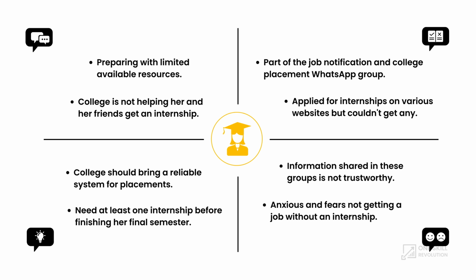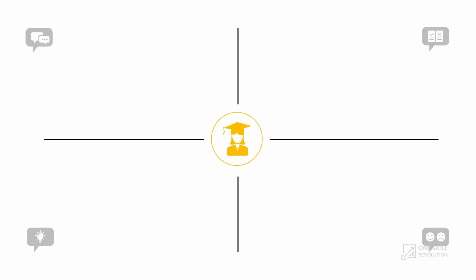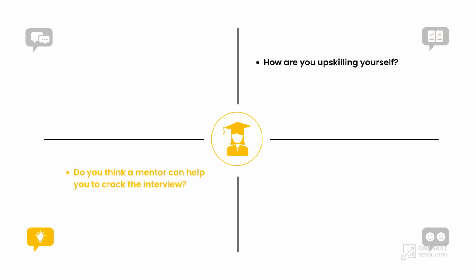Collecting data using an empathy map helped us to understand Swati's situation and her problem connected with the given issue. Similarly, we framed questions in particular quadrants to generate her perspectives about a given theme. For example, we asked Swati, "How are you upskilling yourself?" to understand what she is currently doing to upskill. And asking, "Do you think a mentor can help you to crack the interview?" to understand her perspectives on career guidance by a mentor.